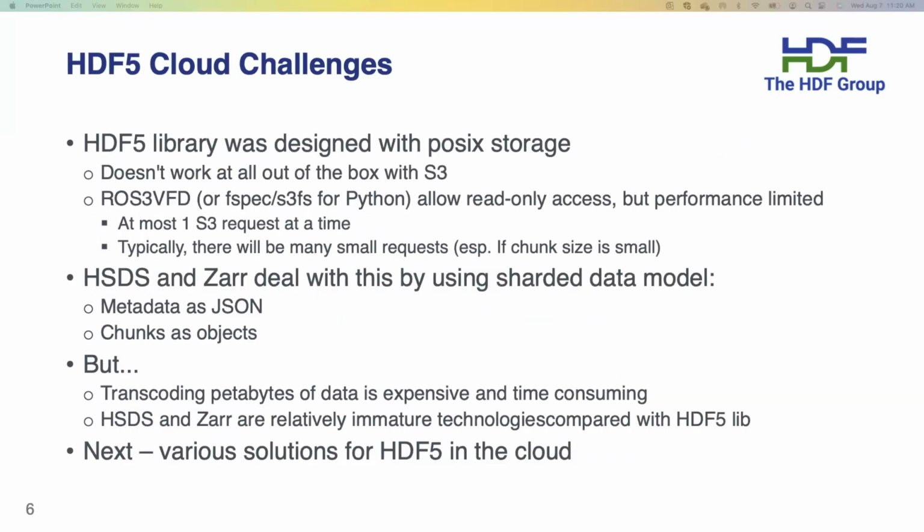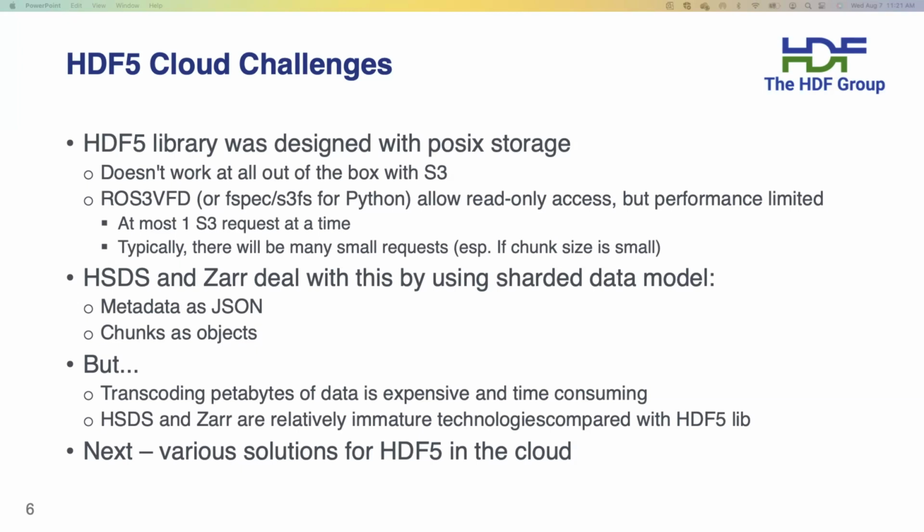So what's the problem with HDF5 in the cloud? Well, first of all, HDF5 was designed for POSIX storage primarily. So it doesn't work at all out of the box with S3. Now there's a VFD, which is a low-level driver for the library, called the ROS3 VFD that allows read-only access to HDF5 files in S3. For Python, there's also something called FSpec, S3FS, that does a similar function. But performance is limited. And it's limited because all the characteristics I had in that last slide about how to get best performance are typically not followed when you're accessing content through the HDF5 library.